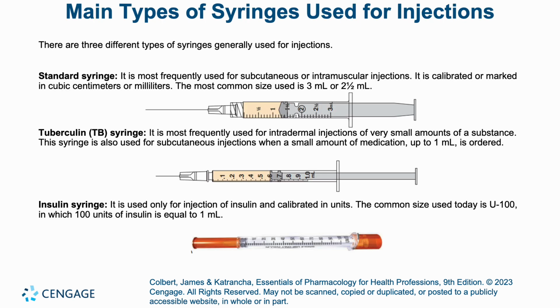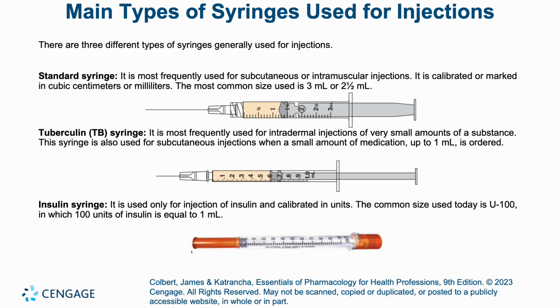There are 3 different types of syringes generally used for injections. The standard syringe is most frequently used for subcutaneous or intramuscular injections. Remember, subcutaneous means under the skin or intramuscular into the muscle. It is calibrated or marked in cubic centimeters or milliliters. The most common size used is 3 mLs or 2.5 mLs.